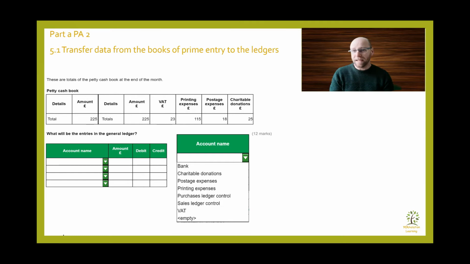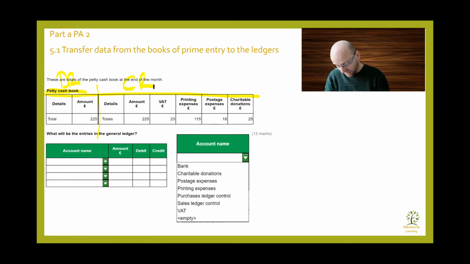So as you can see here, this is looking at learning outcome 5.1, which is transfer data from the books of prime entry to the ledgers. So let's take a look at what the task is asking. It says there are totals, these are the totals of the petty cash book at the end of the month. And you can see we've got the petty cash book.